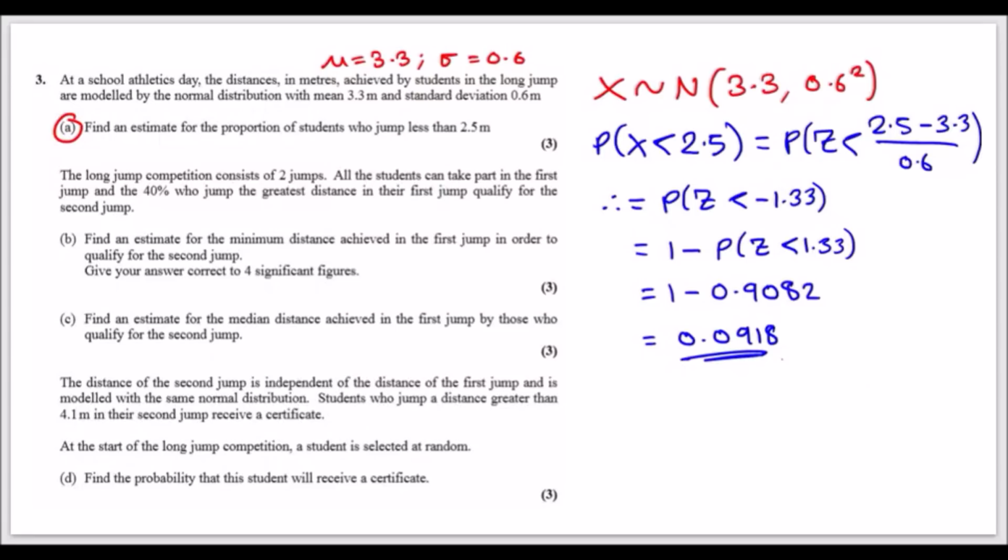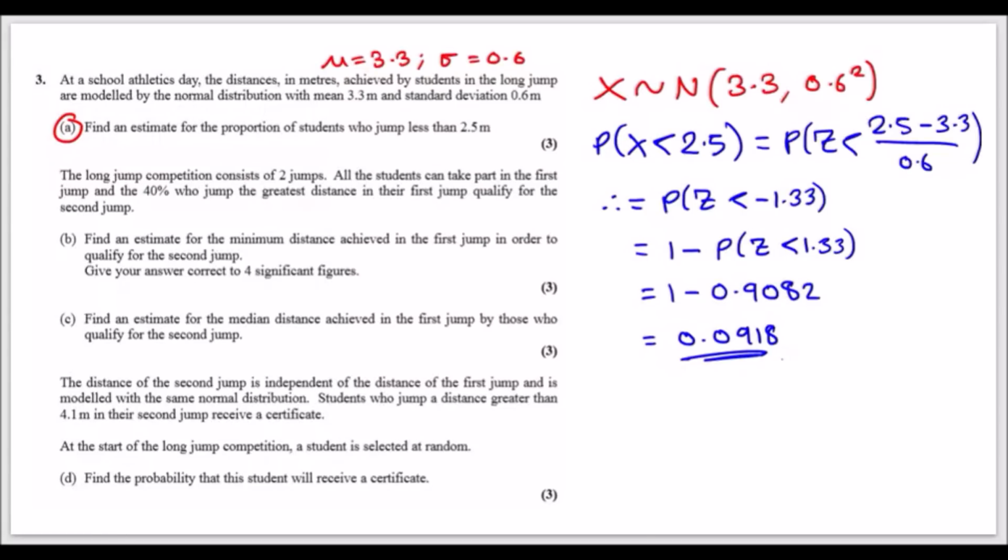So 3. I did this in various steps. At a school athletics day, the distances in meters achieved by students in the long jump are modeled by the normal distribution with mean 3.3, that's mu, and standard deviation 0.6, that's sigma. So straight away, at least write down your distribution: X is normally distributed, in the usual way of writing it.